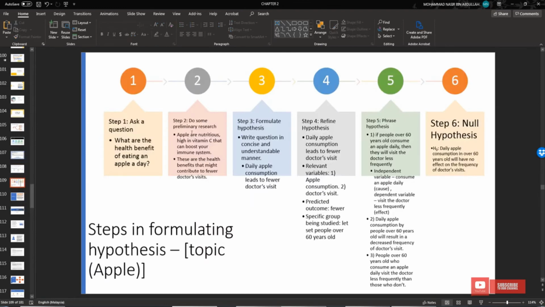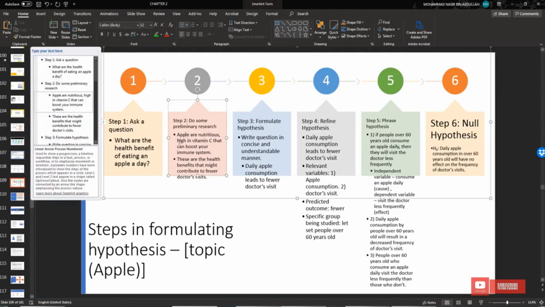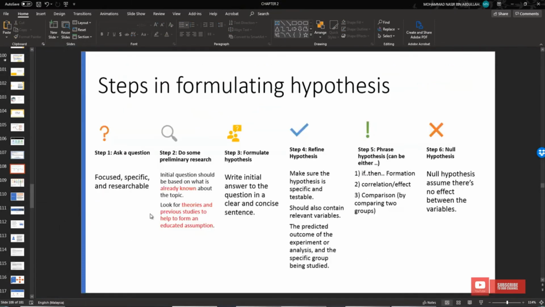Right. For example, apples are nutritious and high in vitamin C, which can boost your immune system. So these are the health benefits that might contribute to fewer doctor visits. So this is your preliminary research, right?